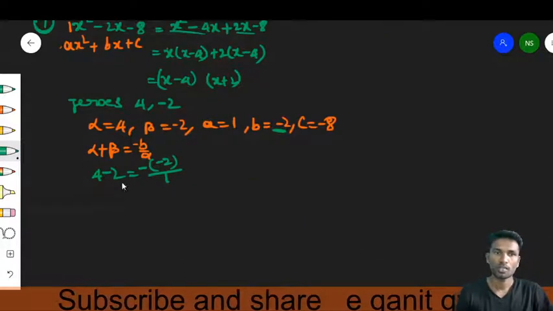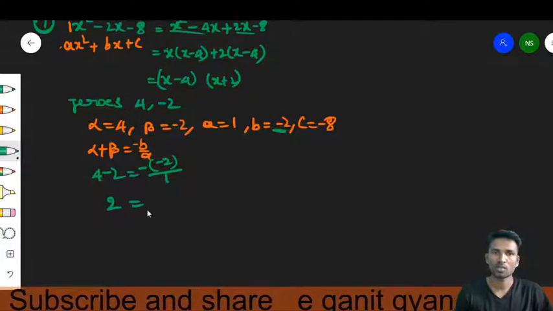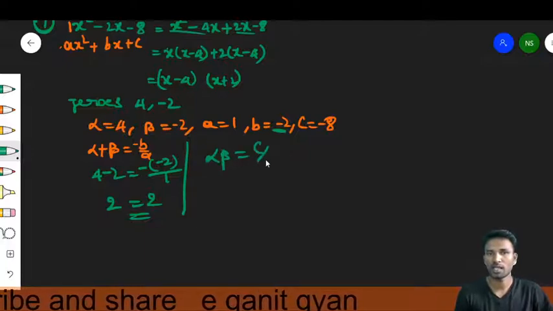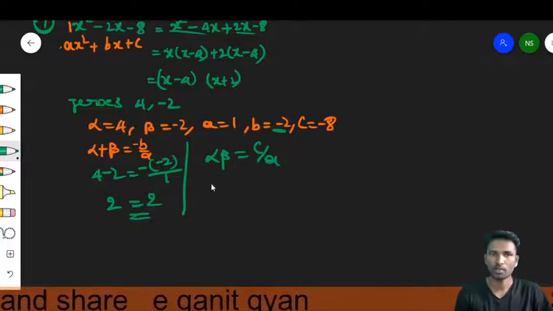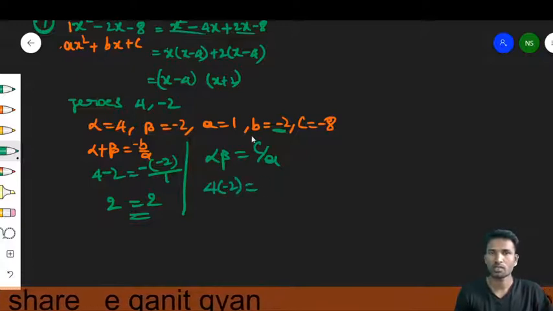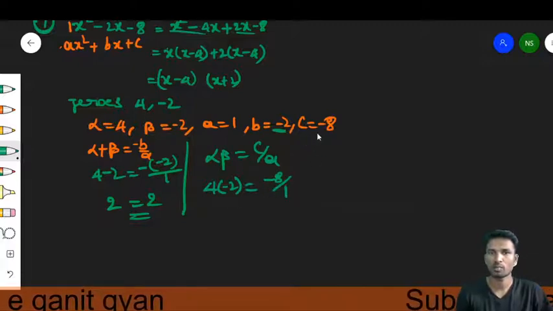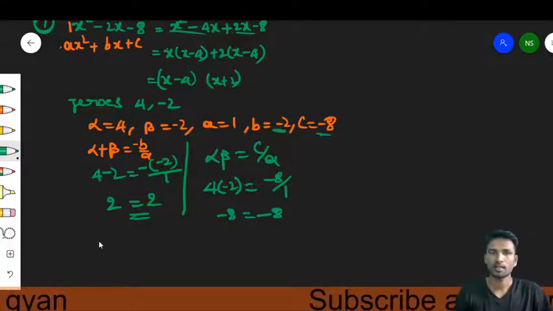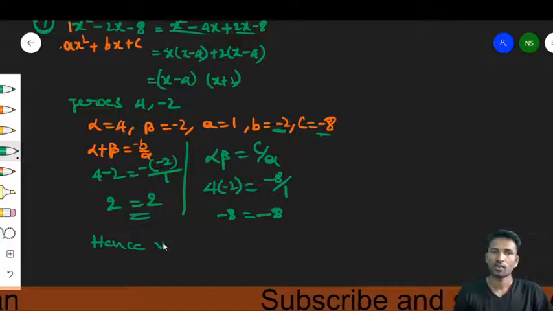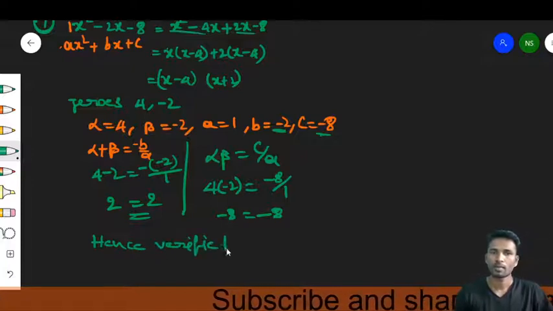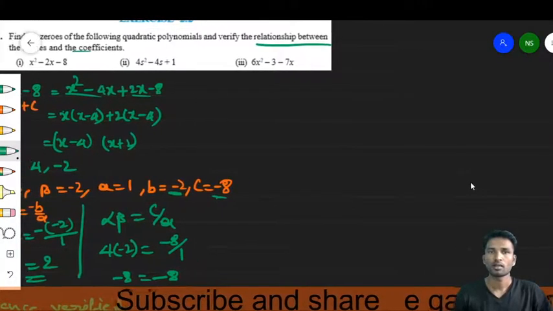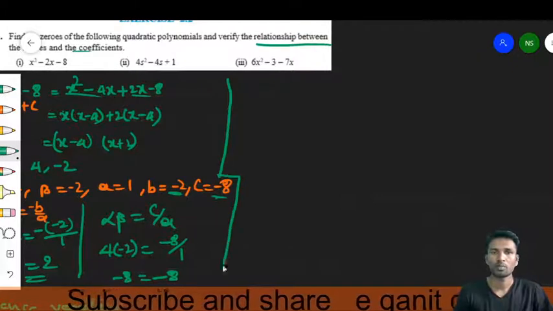So what do I get finally? 4 minus 2 is equal to 2, which is equal to minus into minus, plus 2. In the same way, alpha beta should be c by a. Alpha beta is 4 into minus 2, which should equal c by a, minus 8 divided by a value 1. 4 into minus 2 is minus 8, equal to minus 8, hence verified. Like that, we find the relationship between zeros and coefficients.